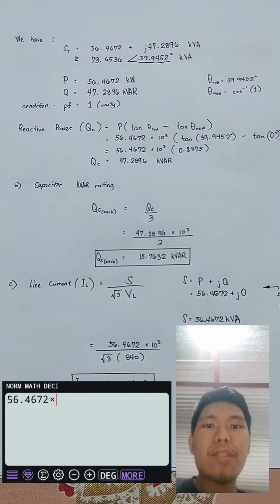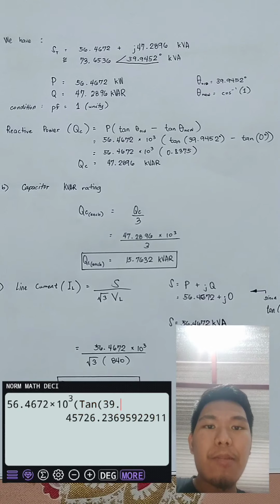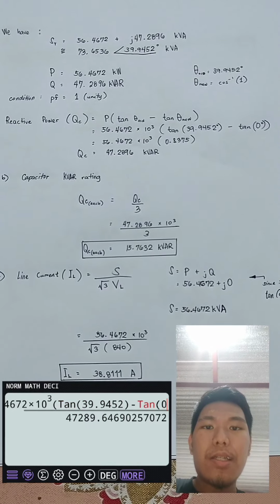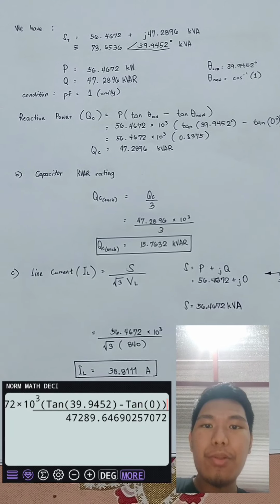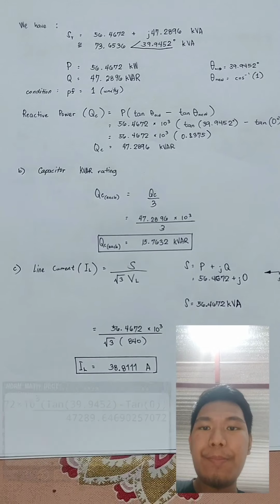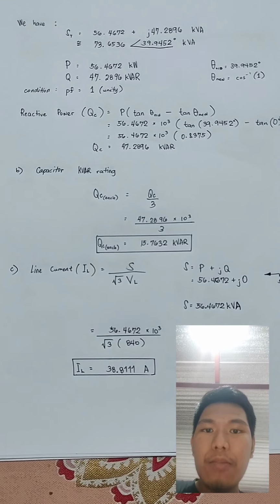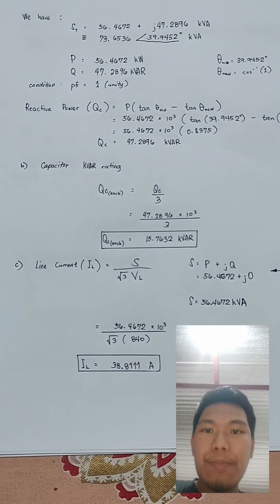56.4672 times 10 raised to 3 times tan 39.9452 minus tan 0 degrees. It is equal to QC equals 47.2896 kVAR. For our capacitor kVAR rating, we have to divide it by 3 to get each capacitor rating.